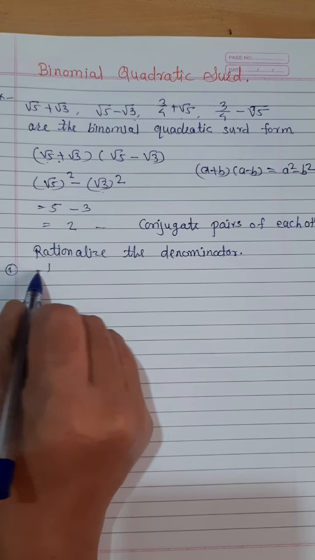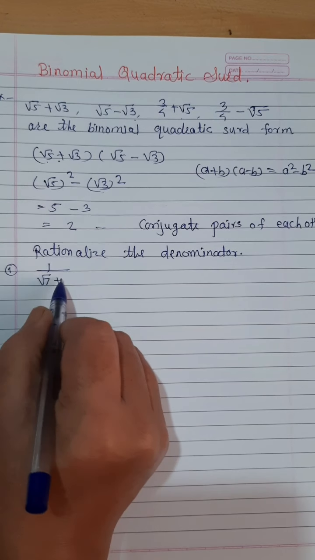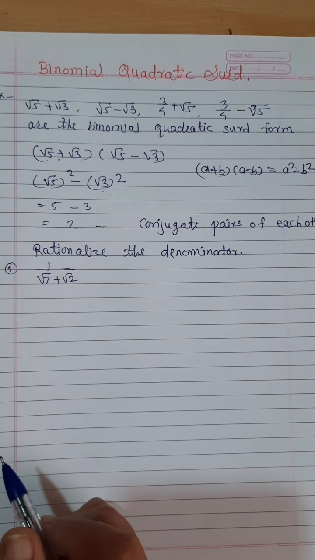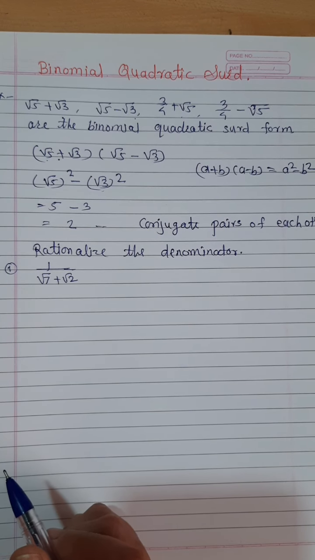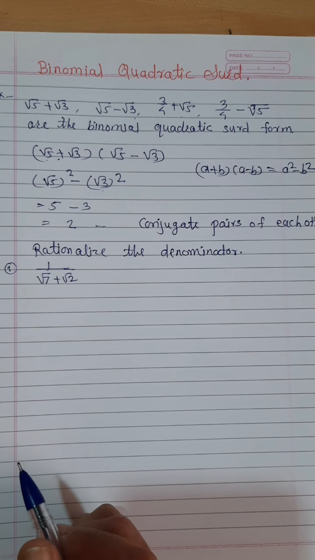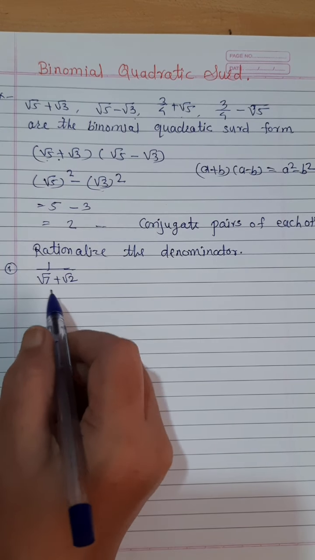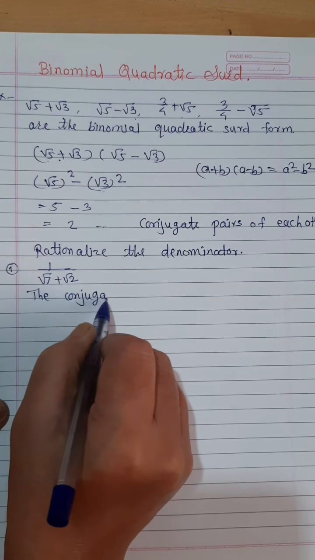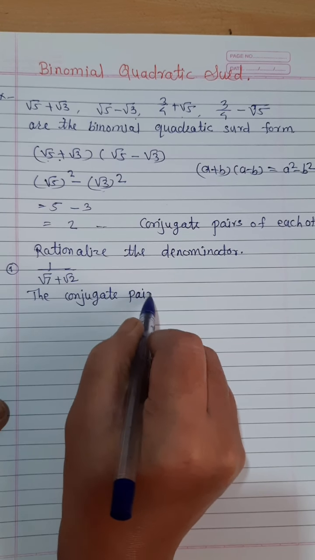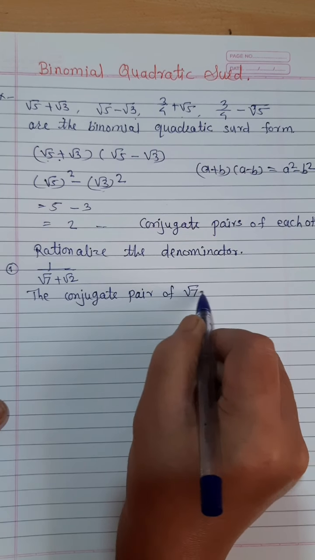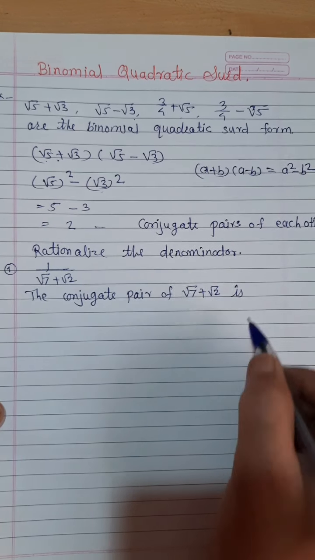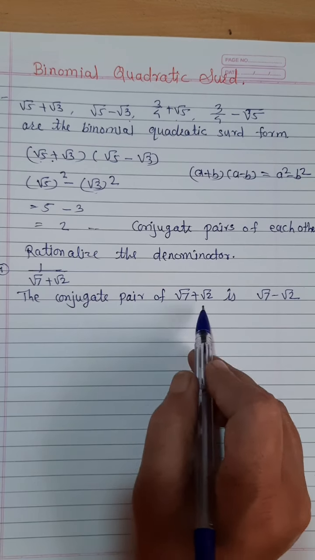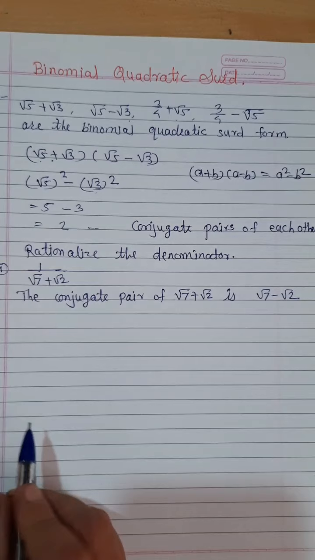First question is 1 upon root 7 plus root 2. Here the product of the two conjugate pair of the binomial quadratic surd is a rational number. Therefore, the conjugate pair of root 7 plus root 2 is root 7 minus root 2. That means numbers are the same, only sign is changed.